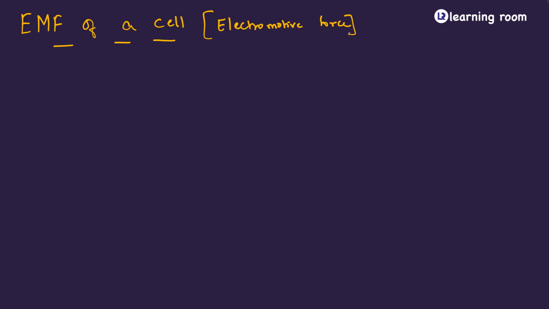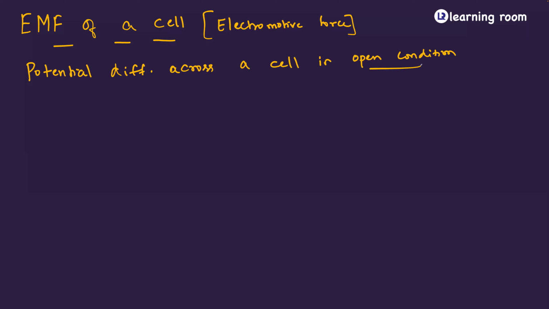Are you able to understand? So EMF basically means the potential difference across a cell in which condition? Open condition. So I hope I'm clear. You understood what is the meaning of open condition, right? You just buy that and come, you don't connect it across any circuit. When that happens, that potential difference is what is called EMF or electromotive force.